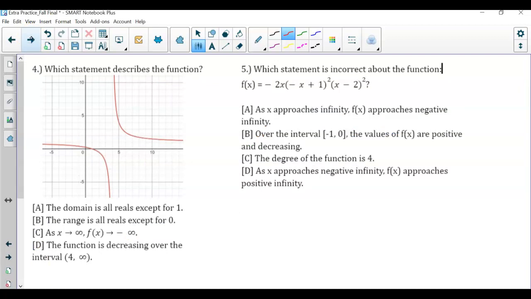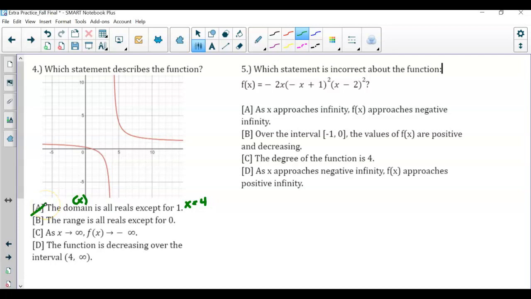Question number 4. Which statement describes the function? So again, here we have the domain is, now there is no hole. The domain is all reals except for 1. Well, remember the domain is your x values, which means I need to know what is my vertical asymptote because there is no hole. Well, notice here it's getting closer and closer, but never reaching x is equal to 4. So the answer is not A, that is false.